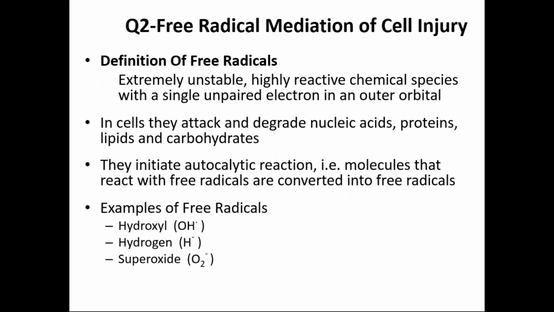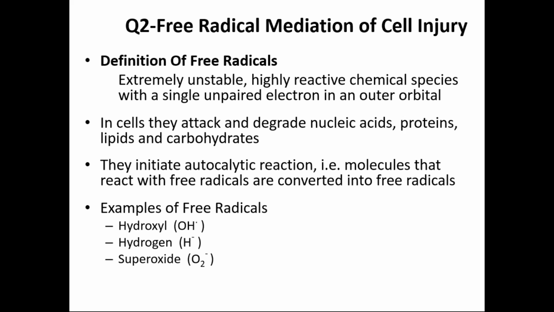Okay, then coming to the second question, free radical mediation of cell injury. So what are free radicals? These are extremely unstable molecules which are highly reactive chemical species with a single unpaired electron in their outer orbit. So any chemical species with a single unpaired electron in their outer orbit is known as a free radical. In the cells, they attack and degrade nucleic acids, proteins, lipids, and carbohydrates. So they attack everything in the body and they cause damage.